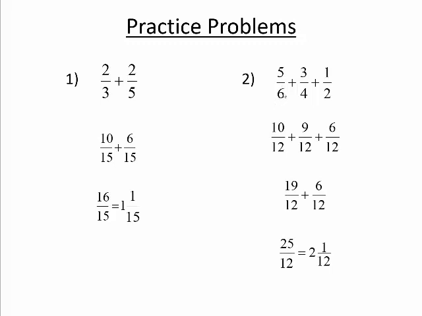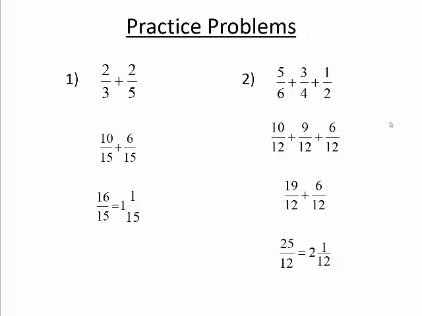Okay, so to change the 6 to a 12, we multiply by 2. So 5 times 2 gives me 10. To change the 4 to a 12, we multiply by 3. So 3 times 3 gives me 9. To change the 2 to a 12, we multiply that by 6. So 1 times 6 gets me 6. So now I have 10/12 plus 9/12 plus 6/12.